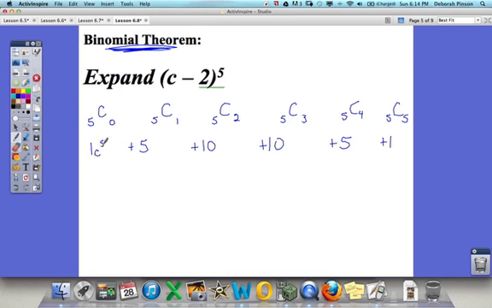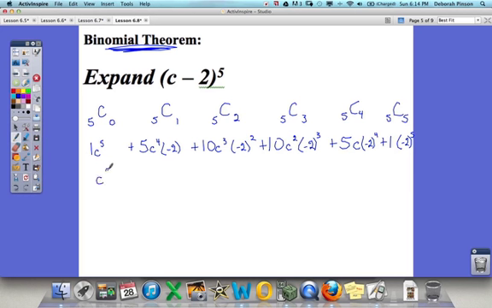So I have c to the 5th, 4th, 3rd, 2nd, 1st, not even there. -2 to the 0, not even there. 1st, 2nd, 3rd, 4th, and 5th. Okay, so this first one, remember, is not even there because it's to the 0 power, which is 1. And then I'm just going to go through and get everything simplified down.